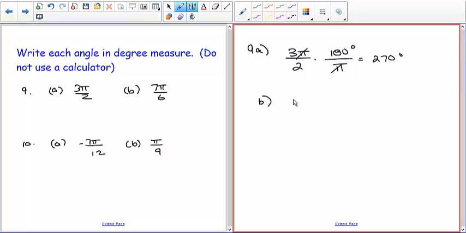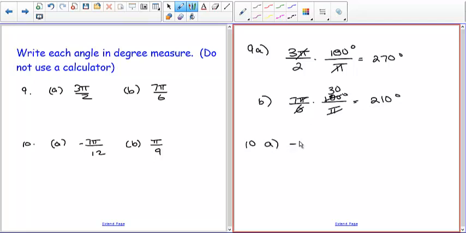Okay, B, 7 pi divided by 6 multiplied by 180 degrees divided by pi. The pi's cancel out. So then you have 7 times 180 divided by 6, and you get 210 degrees. Another way would have been to take each one of these and divide by 6. So 6 divided by 6 is 1, 180 divided by 6 is 30, 30 times 7 is 210.